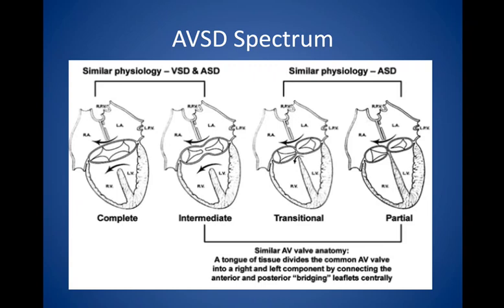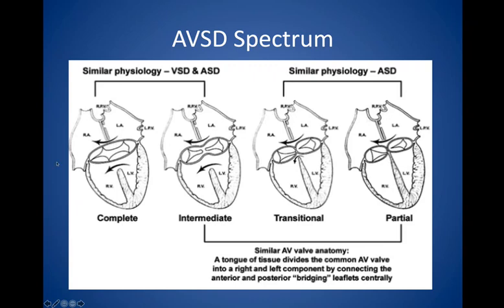Two of them are easy to understand, and two can sometimes be a little tricky and confusing. The two that are most common and pretty easy to understand are the complete and the partial. The ones that sometimes people get confused about are the intermediate and the transitional. In a complete AV canal, this is easy to know because you have one annulus with a large interatrial and an interventricular connection.